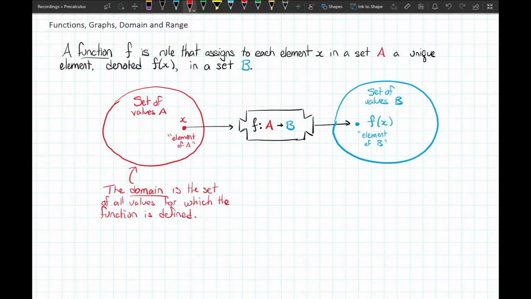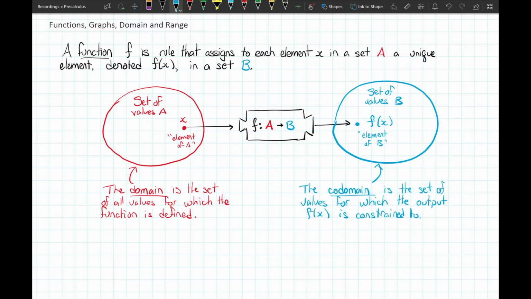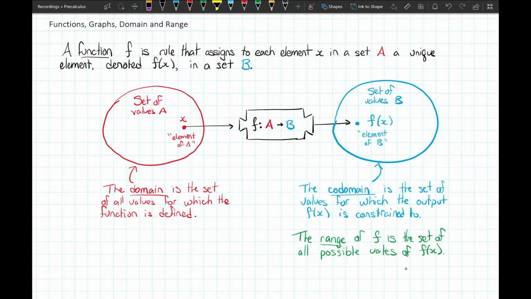Now, what is the set B? We call this the codomain. Now, the codomain is the set of all of the values that f of x is constrained to. It basically tells us the potential values or the type of values that we might get from a function. But not necessarily every one of those values is going to be outputted. What we're usually more interested in knowing is the range of a function. The range of a function f is the set of all possible values of f of x. And this consists only of values that we do actually get outputted from the function. And so it is a subset of the codomain.